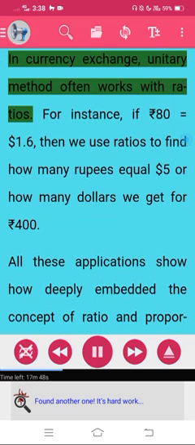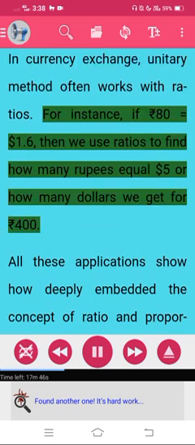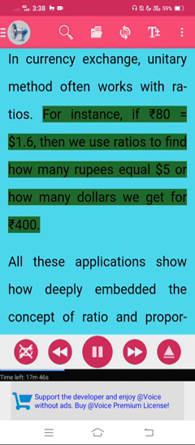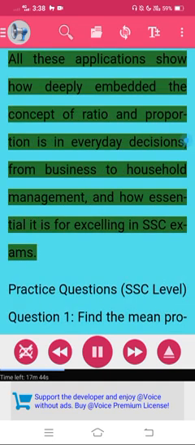In currency exchange, the unitary method often works with ratios. For instance, if 80 rupees equals $1.60, then we use ratios to find how many rupees equal $5 or how many dollars we get for 400 rupees. All these applications show how deeply embedded the concept of ratio and proportion is in everyday decisions, from business to household management, and how essential it is for excelling in SSC exams.